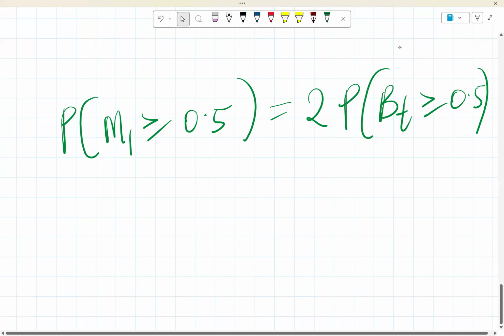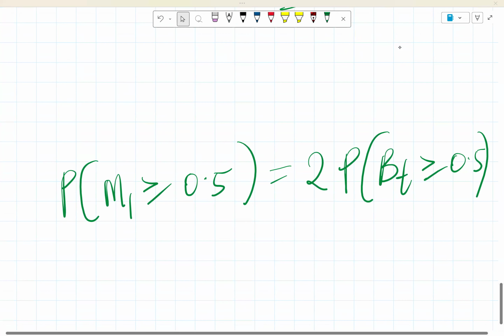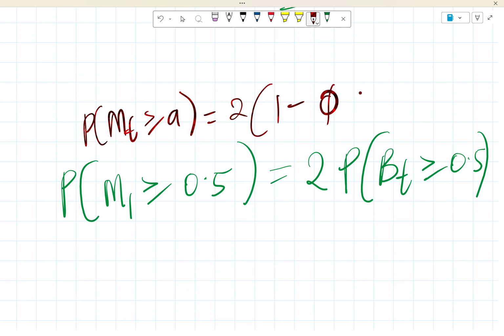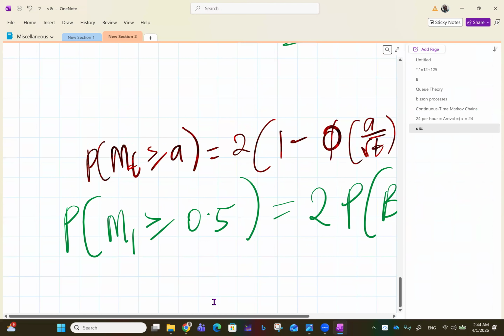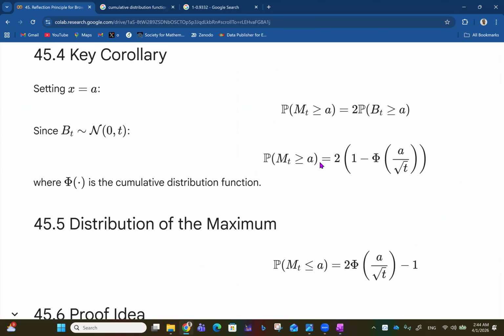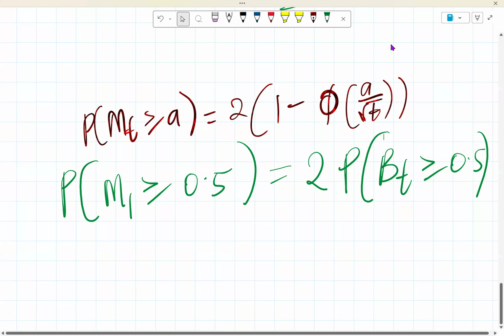So we know that the probability that M of t is greater than or equal to a is equal to 2 into 1 minus phi of a over root t, like this. Let me confirm for the last time. Yeah, that's when we have greater than: 2 into 1 minus phi a over root t. So we need to identify all these components to get things in place.